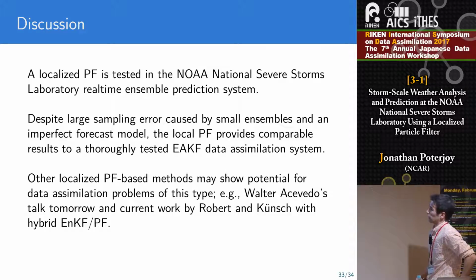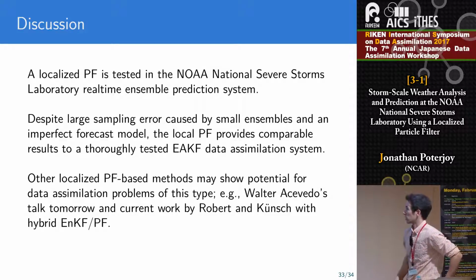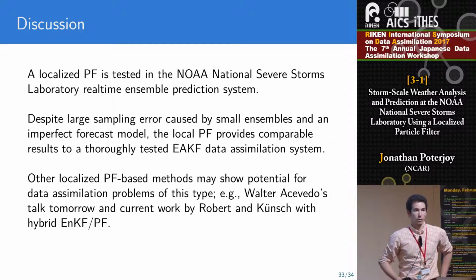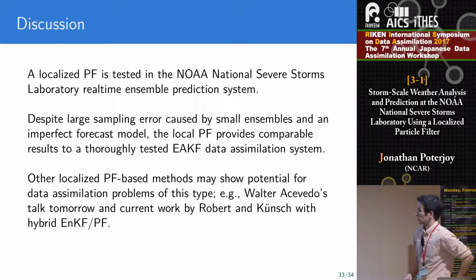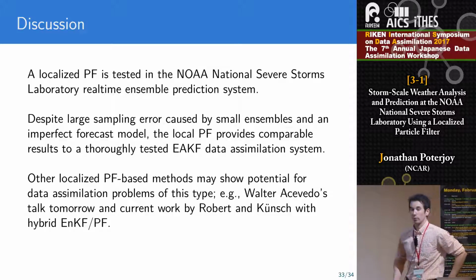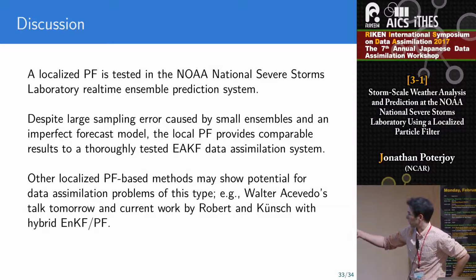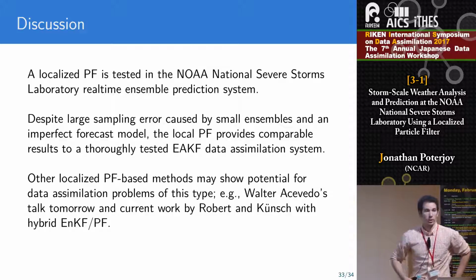Other localized particle filter methods will be discussed during this meeting. I'm looking forward to Walter Acevedo's talk, which will look at particle filter EnKF hybrids. There's also some interesting work going on by Roland and his group, and also by Robert and Kunsch with the hybrid EnKF particle filter. And I've seen a presentation recently where they applied this also for a convective-scale problem.